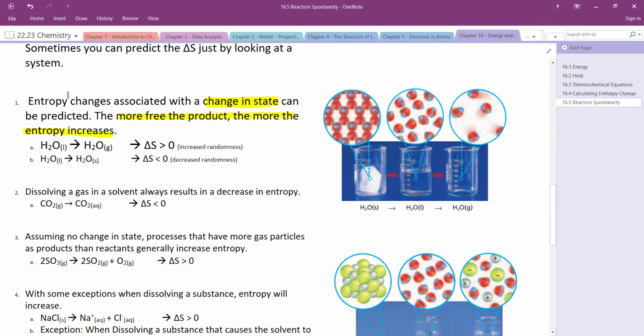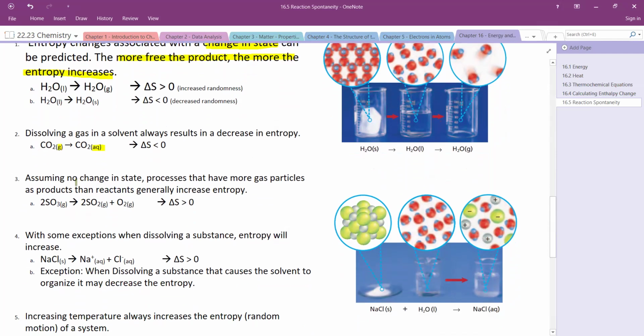Okay. Second case, whenever I'm dissolving a gas in a solvent, it will always result in a decrease in entropy. If you think about it, I go from a gas into something that is aqueous or dissolved in the liquid state, so gas to liquid. So that should decrease my entropy, right?